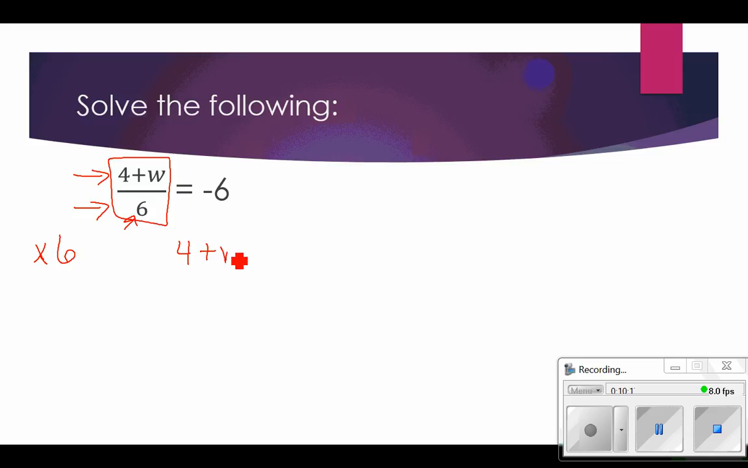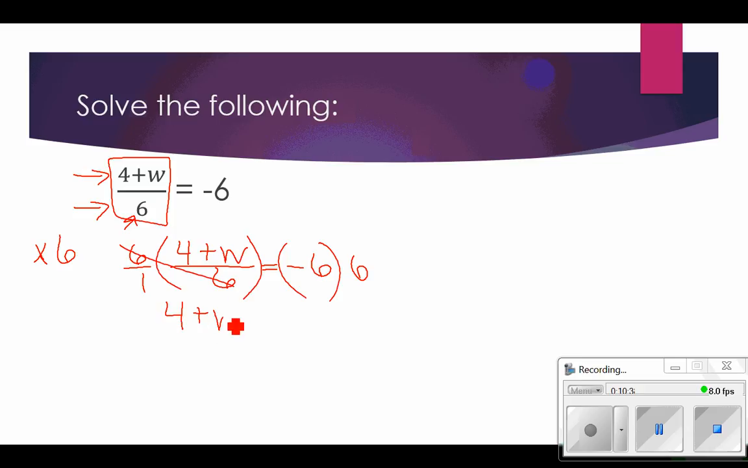So I'm going to rewrite the problem. Multiply by 6. Because that's going to cancel this out. And then we're left with a one-step equation. 4 plus W equals negative 36. Draw a line. Minus 4, minus 4. Cancel.